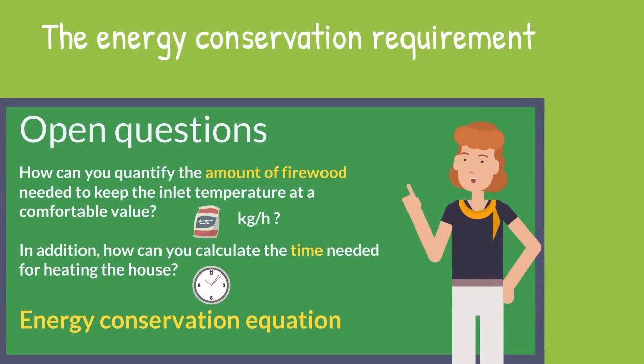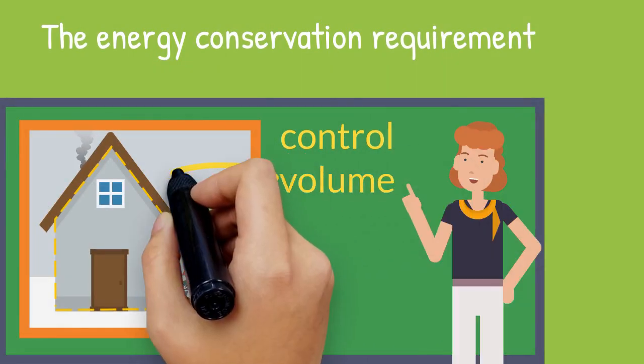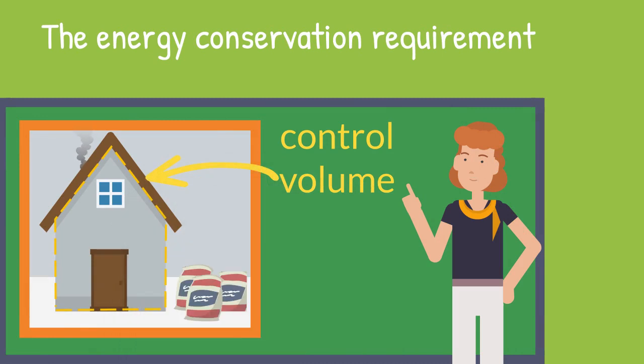The answer is by using the energy conservation equation. This is done by defining first a control volume. The next step is to identify the different energy terms. We will define them as energy per unit time.